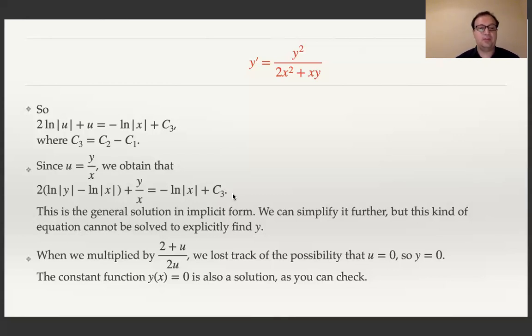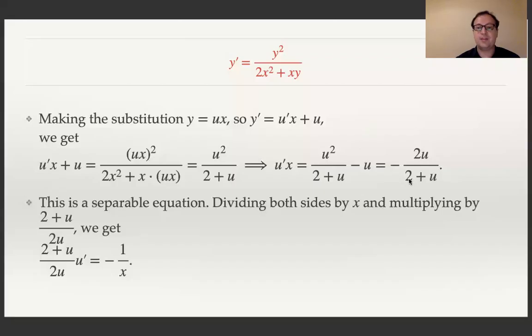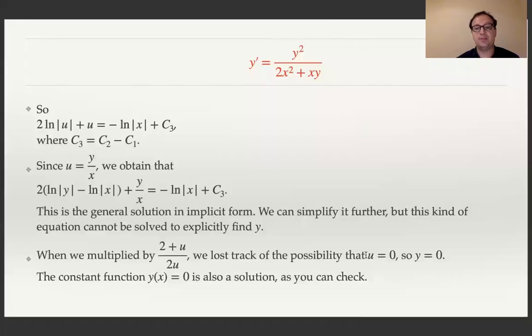And notice that when I solved our separable equation for u, we missed one solution. Namely, when I multiplied by (2 plus u) over 2u to cancel the fraction 2u over 2 plus u, we can only do that when u is non-zero. So we missed the possibility that u could be zero. Why did we do that? Because that's how we solve separable equations, but it turns out that u can very well be zero.